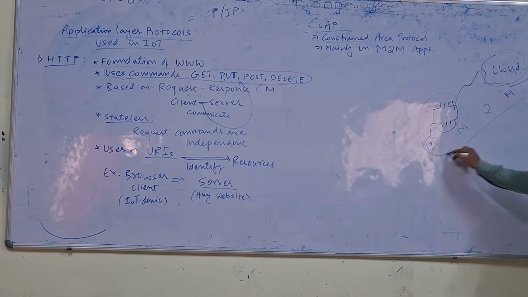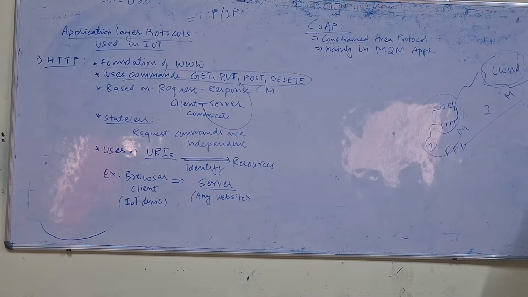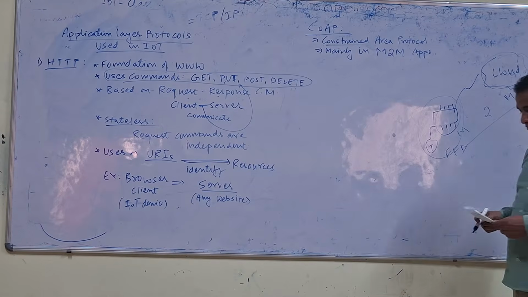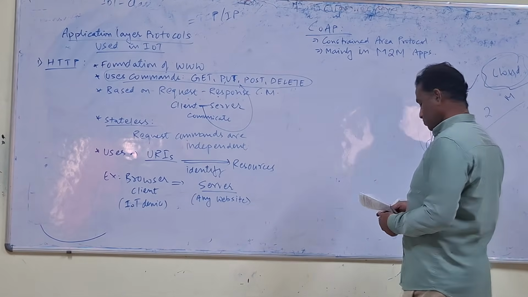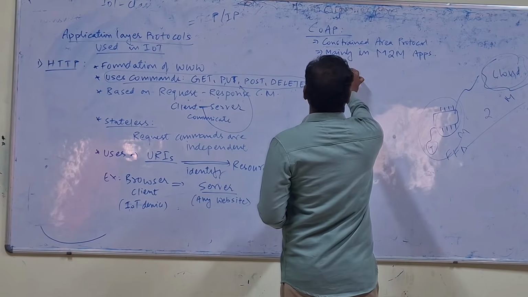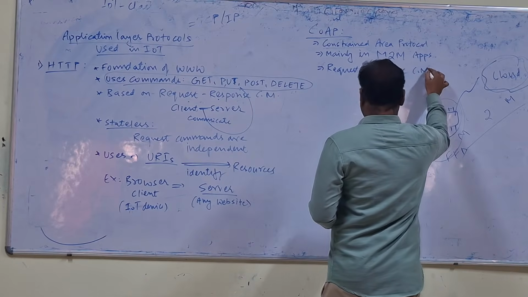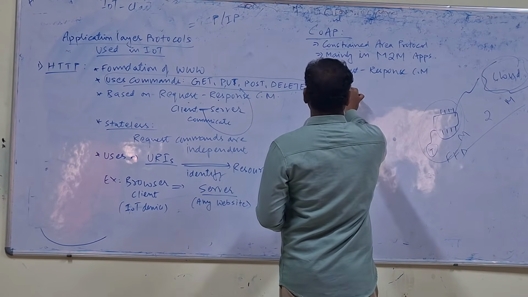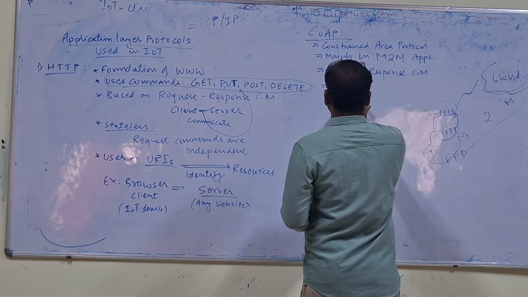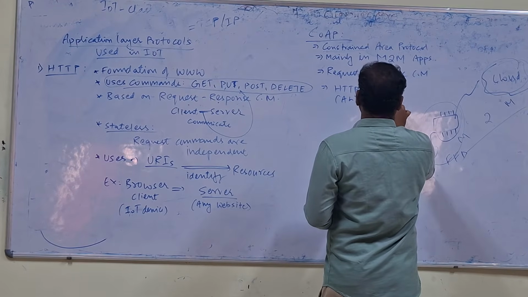Since it is located at some remote place, as I said, a forest fire detection system, a constrained area, I will use this protocol. So it follows the request-response communication model, and above it follows HTTP at the application layer and UDP at the transmission layer.